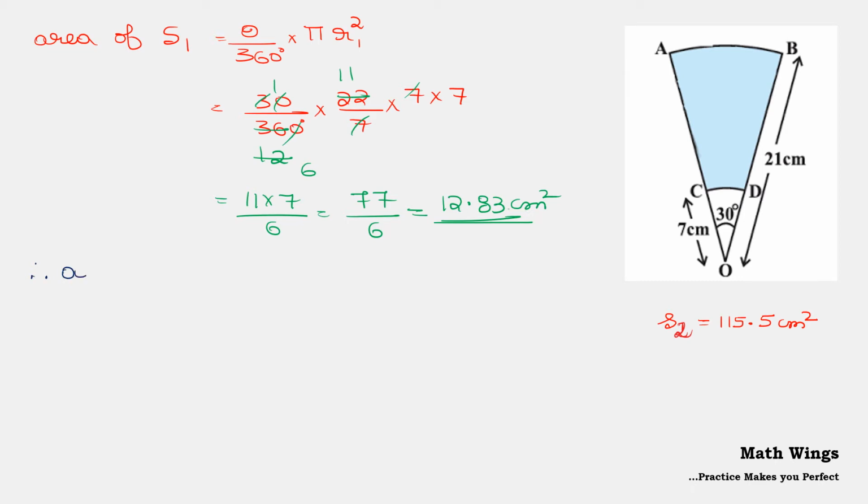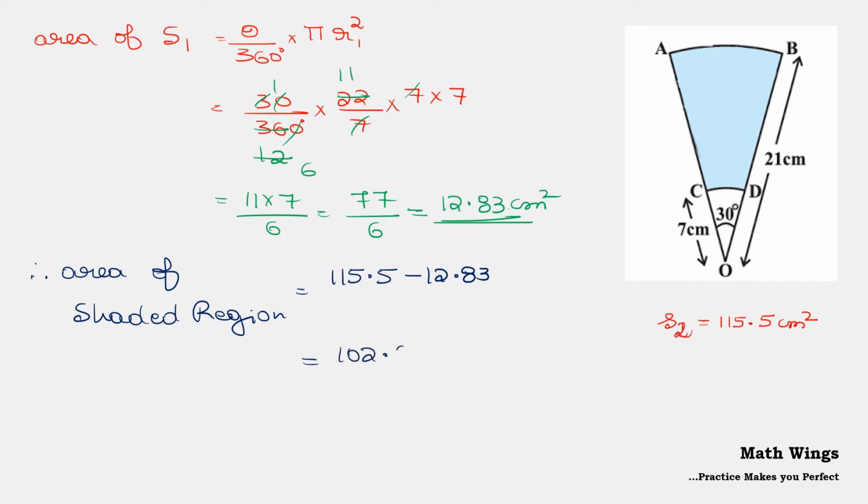Therefore, the area of the shaded region is equal to 115.5 minus 12.83. So what's the answer here? The answer is 102.67, and the unit is centimeter square.